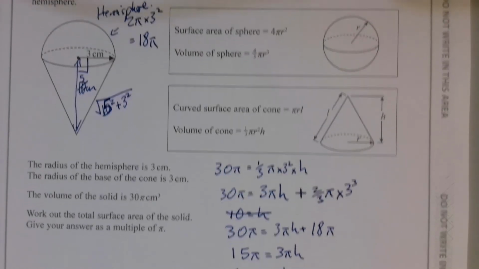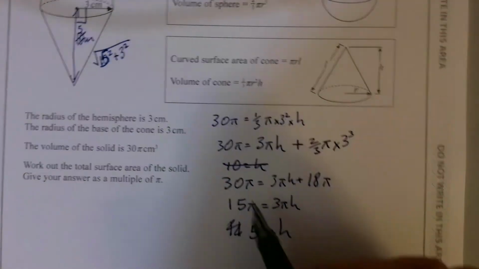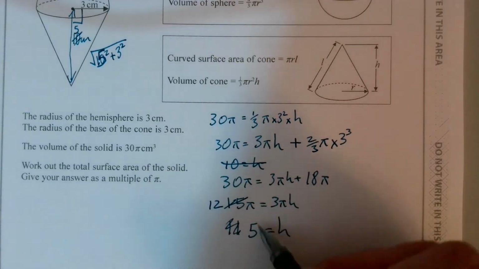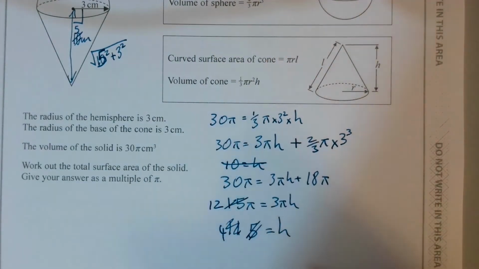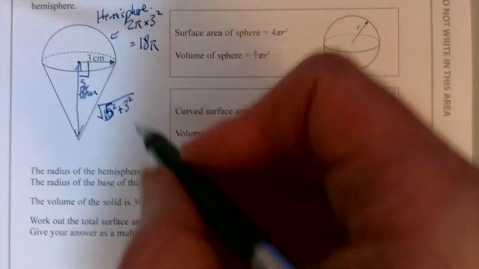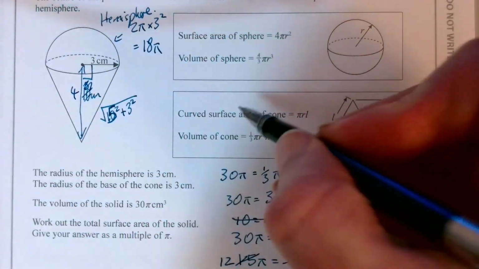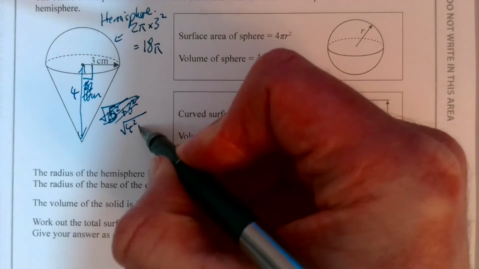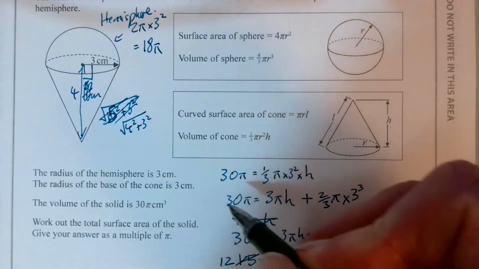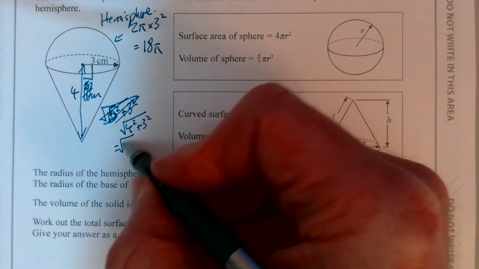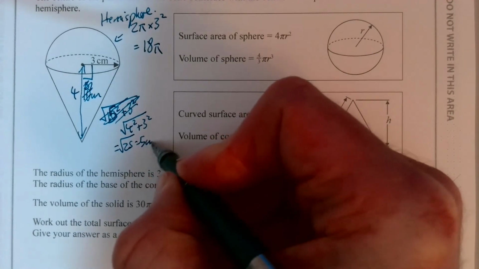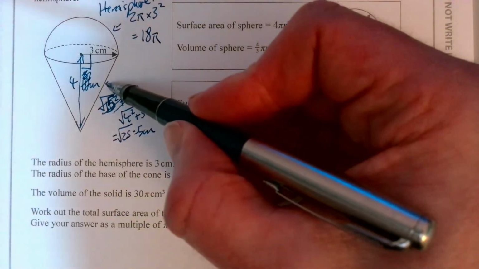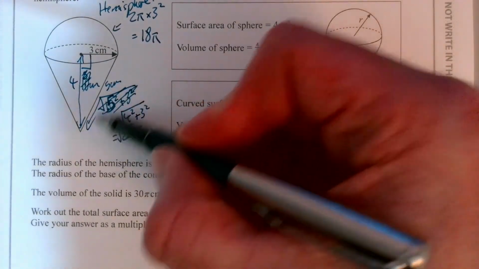Hang on, I'm still rushing and making mistakes, aren't I? 30 take 18 isn't 15, it's 12. 12 divided by 3 is 4. So the height is 4. I'm really sorry about this, folks. So that's 4 centimetres. 4 squared is 16 plus 3 squared is 9 makes 25. The square root of 25 is 5 centimetres. So the length there is 5 centimetres.